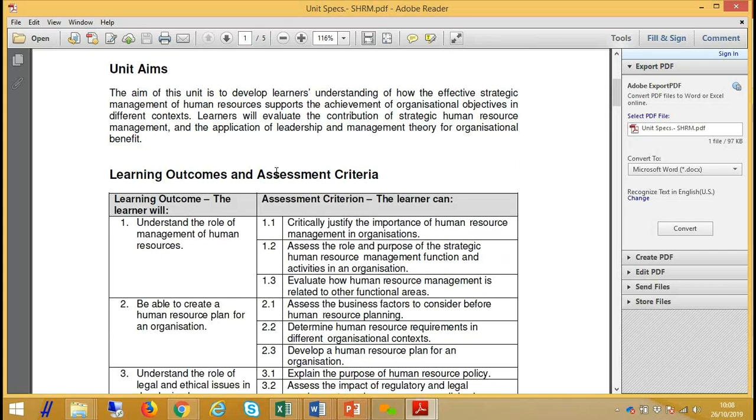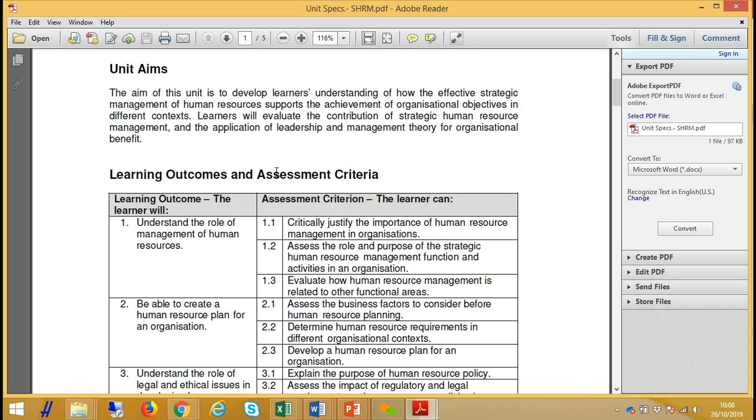So the aim of this unit is to develop your understanding of how effective strategic management of human resources supports organizational objectives, organizational performance, organizational success, competitive advantage in different contexts. So obviously you are in Sudan, so the context in Sudan and in that part of Africa is quite different from Western Europe, Eastern Europe, America, and so on. So we'll be looking at also small and large corporations have different contexts. And multinational corporations have a different context from more local organizations. And all of this will affect your strategic HRM. So we'll be looking at different HRM in different contexts.